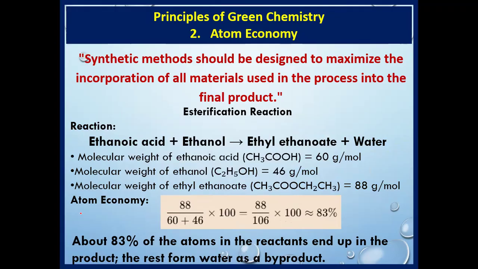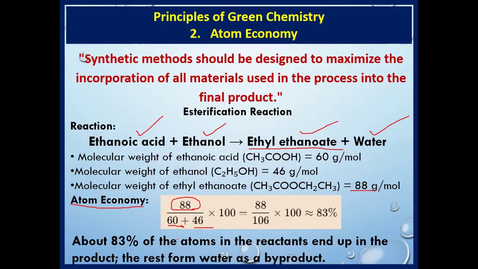Let us take another example, that is the esterification reaction. In the esterification reaction, ethanoic acid reacts with ethanol to form ethyl ethanoate and water. Here the main product is ethyl ethanoate. So we are taking the molar mass of ethyl ethanoate in the atom economy formula, which says the molar mass of product divided by molar mass of reactants times 100. The molar mass of the product, ethyl ethanoate, is 88. The molar mass of the reactant ethanoic acid is 60. The molar mass of ethanol is 46.